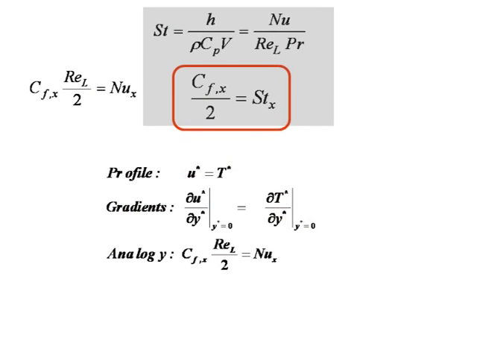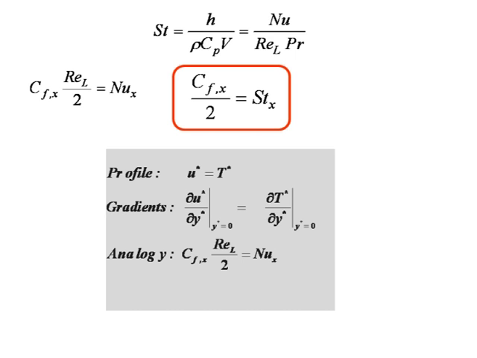So, this is Reynolds analogy. Similarly, there is what is called a Stanton number, which is essentially a relationship between C_f,x and, see, this is C_f,x Re_L by 2 is Nusselt number, and then the Stanton number is defined like this. So, I put these two here because Nusselt number is a function of Re and Pr, you get this Stanton number, and this forms the crux of what we call Reynolds analogy. u star is equal to T star, du*/dy* at y* equal to 0 is dT*/dy* at y* equal to 0.